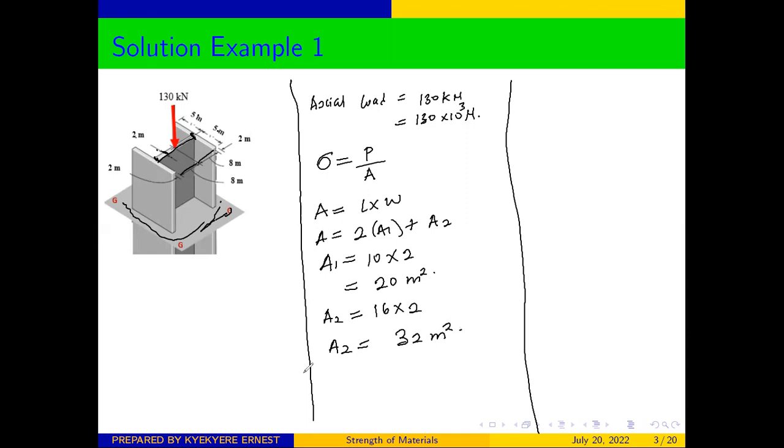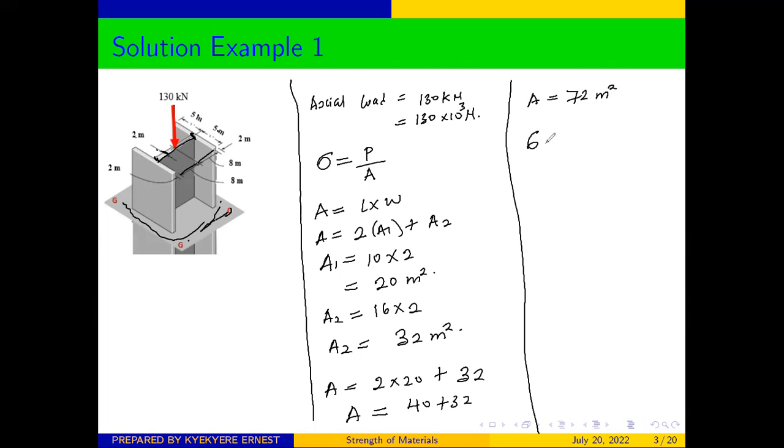For the total area, if we cut through the GG section, our area is equal to 2A1, and we have seen that A1 is 20, plus our A2, which is 32. So our area is equal to 40 plus 32, and we can say that A is equal to 72 meter squared. Good. Once you have been able to calculate the area, the rest is very simple.